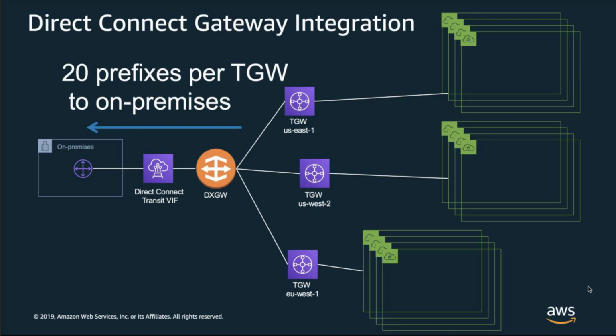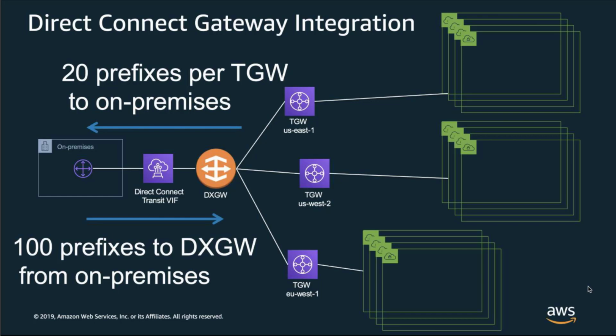Especially if you have like 1,000 VPCs that you're connecting into a transit gateway, it might not be possible within that 20 prefix construct. So there might need to be some planning done there, and certainly think through how you would do that. But it's 20 prefixes per transit gateway that we can advertise to Direct Connect Gateway to on-premise.